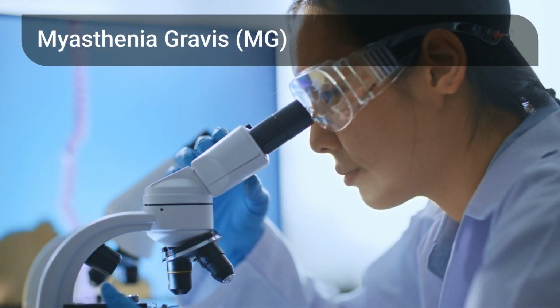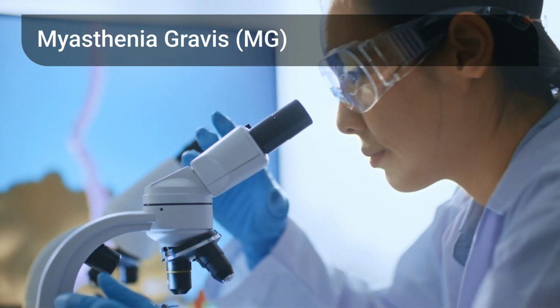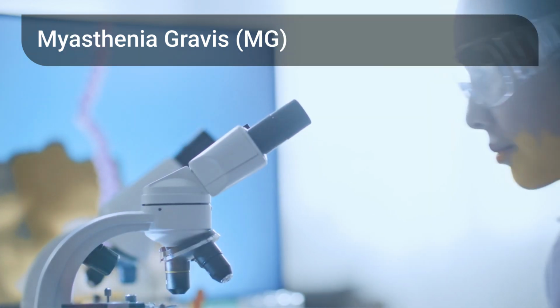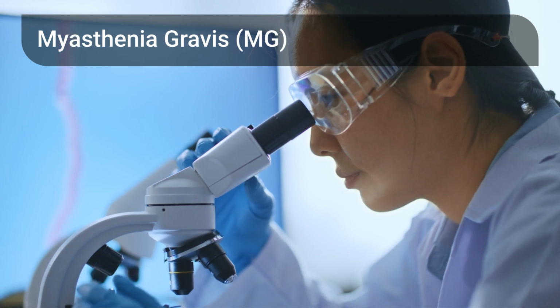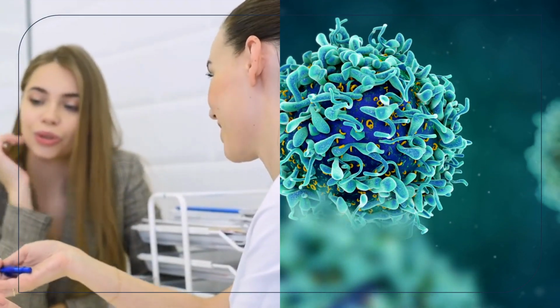Next, we have myasthenia gravis, or MG, a chronic autoimmune neuromuscular disease characterized by fluctuating muscle weakness and fatigue. It's caused by antibodies that block or destroy receptors at the neuromuscular junction, preventing nerve impulses from triggering muscle contraction. Understanding the pathophysiology of MG is crucial.